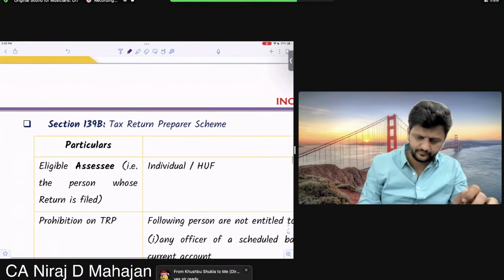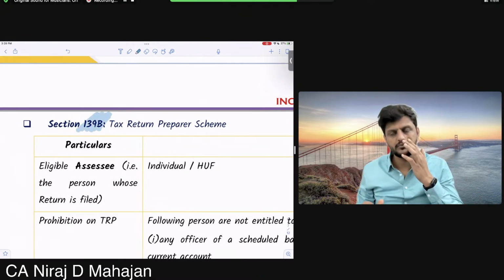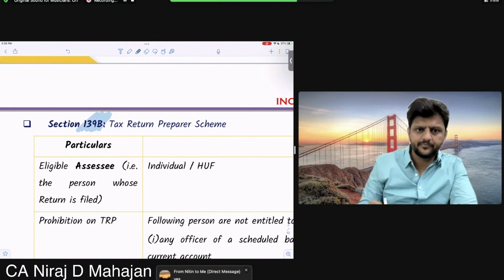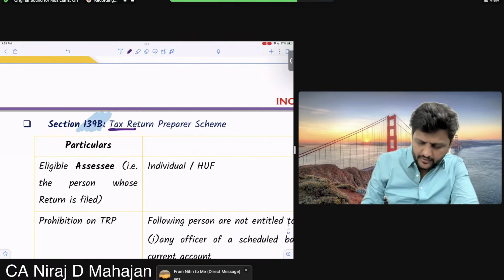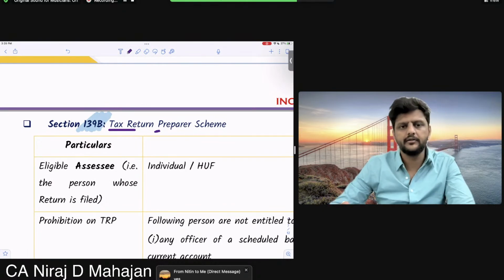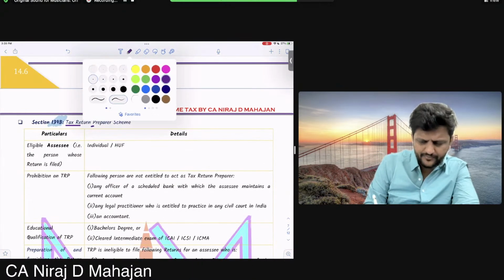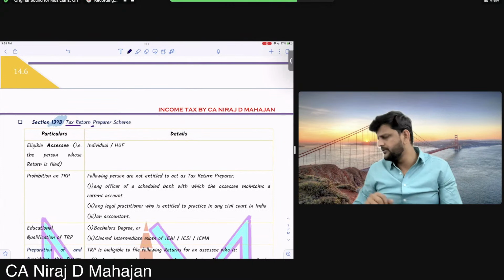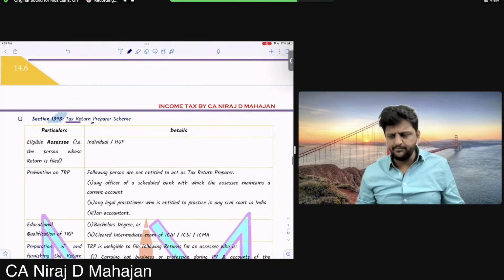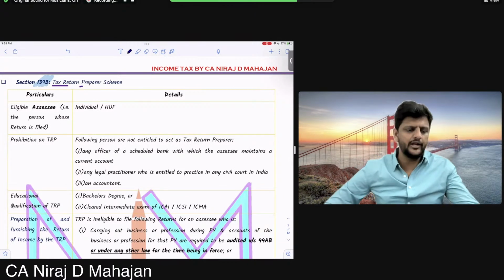139B. Ready, all of you? TRP. Tax Return Preparer Scheme. TRP, Tax Return Preparer Scheme. Means what, children? Pay attention, I'll just tell you in short, the summary of it. Now you have seen people have to file income tax return, and we have seen the cases where filing of return is compulsory. Correct, everybody?